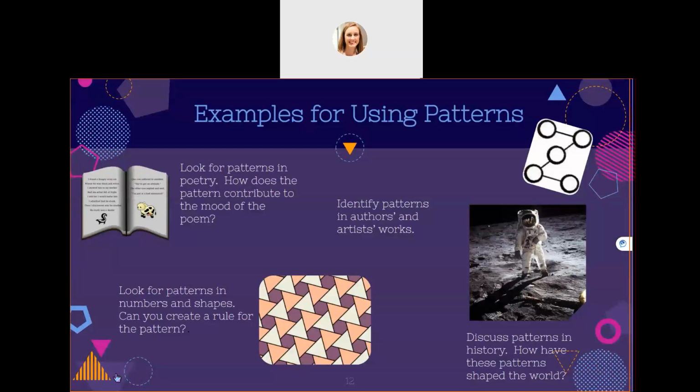Of course, looking for patterns in numbers and shapes, since math is all about patterns. And then asking students, could they create a rule for the pattern? That starts them into early algebra.